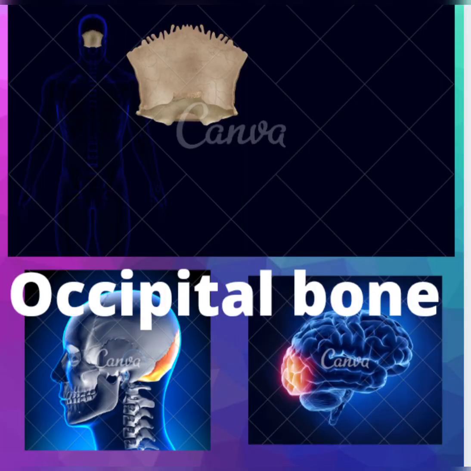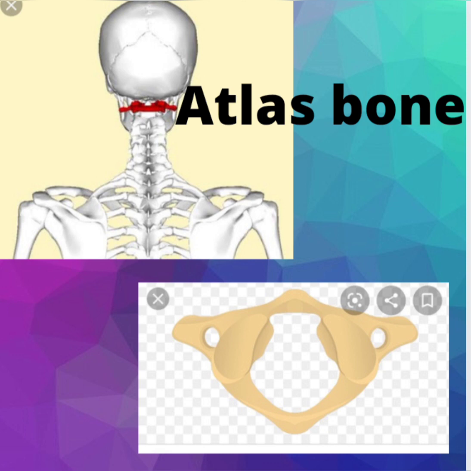Occipital bone is the main bone of the back and lower part of the skull. It is trapezoidal in shape and curved on itself as a shallow dish. Atlas bone is the first of seven cervical vertebrae. It supports the weight of the skull.